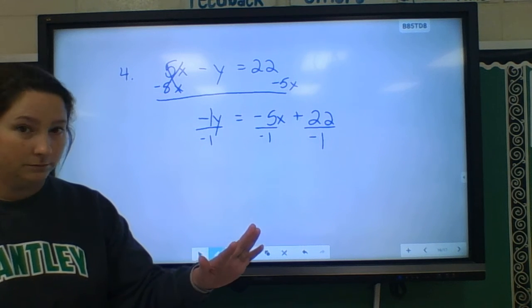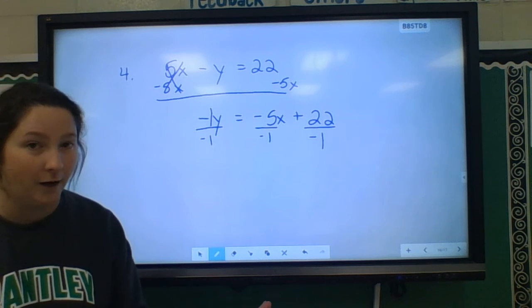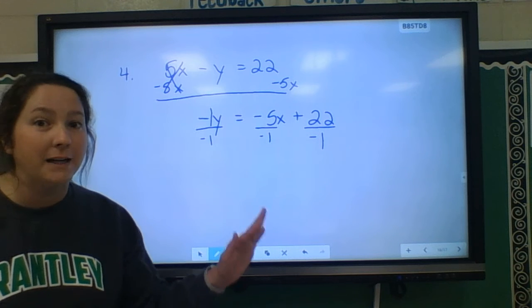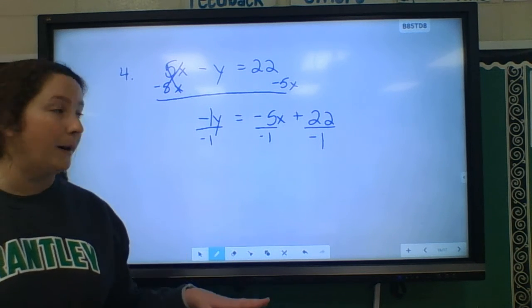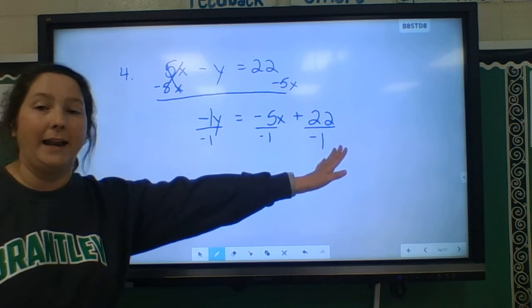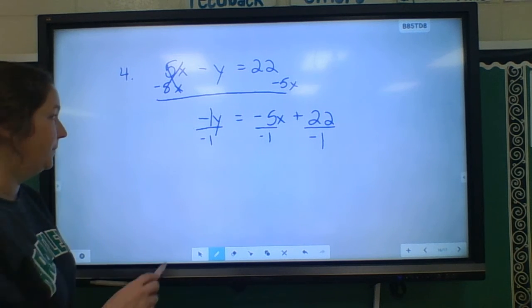No, no. Mamas be calling up here. Miss Beck did not give my child a piece of candy. So we're going to give everybody a piece of candy. We're going to divide everything by negative 1.